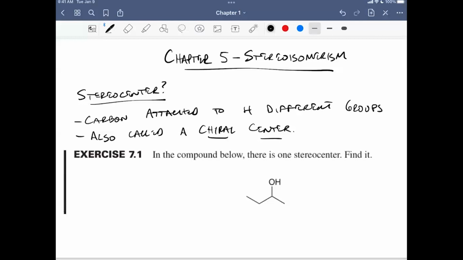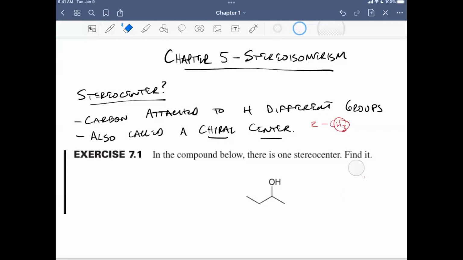So what is a stereocenter? Remember, a stereocenter is the same thing as a chiral center. It is a carbon attached to 4 different groups. So that's very important. You won't see a stereocenter that has a CH3 group, because it has 3 hydrogens that are all the same. You want a carbon that's attached to X, Y, R, and A, 4 different things.